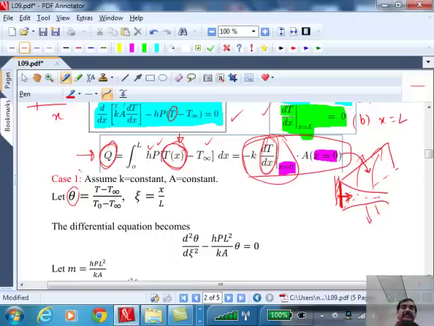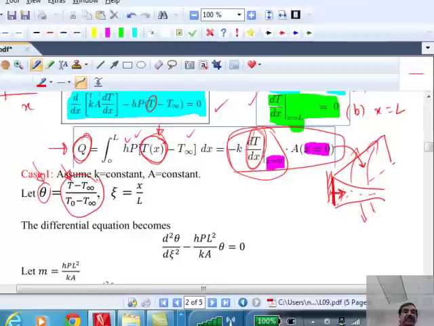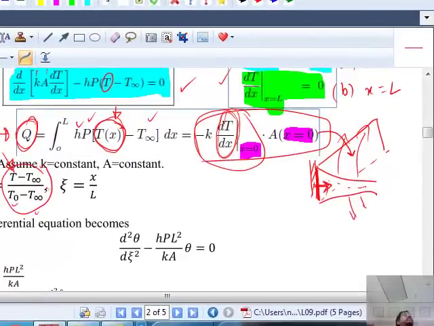So in this case, I'm going to define theta as T minus T infinity divided by T0 minus T infinity. Remember, T is the unknown. That means theta is an unknown. But T infinity and T0 are all given. T0 is the base temperature. T infinity is the tip temperature. So what would the range of theta be? If I use that kind of a definition for theta, over what range can theta change in this particular problem? Do you understand my question?